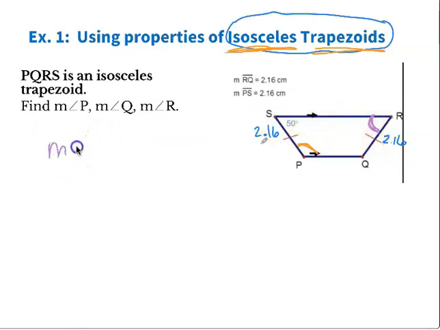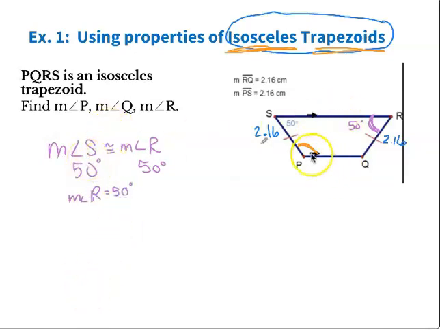I learned on the previous slide that the measurement of angle S has to be congruent to the measurement of angle R. Well, I know the measurement of angle S. It's 50 degrees. So if I know the measurement of angle S, don't I know the measurement of angle R? It would also have to be 50 degrees. So the measurement of angle R has to also be 50 degrees. So we found one of the unknowns.